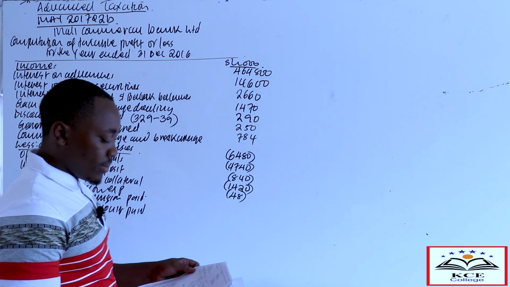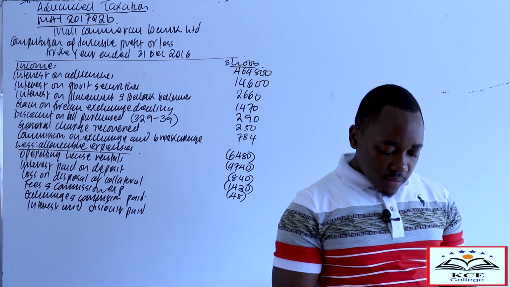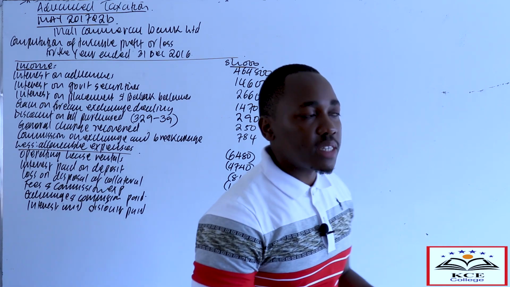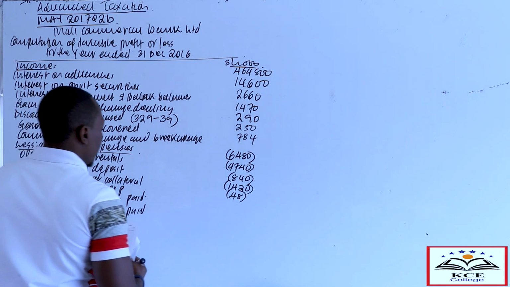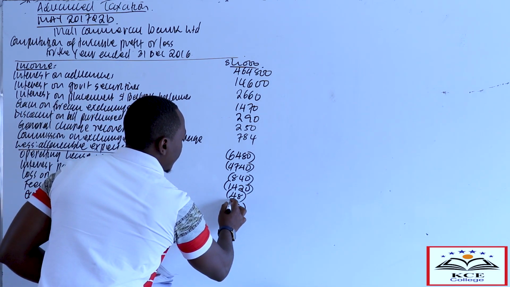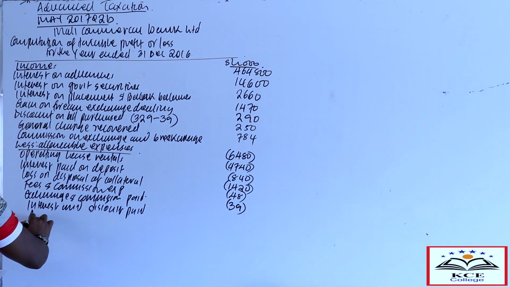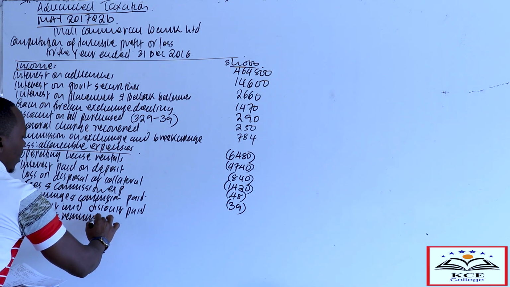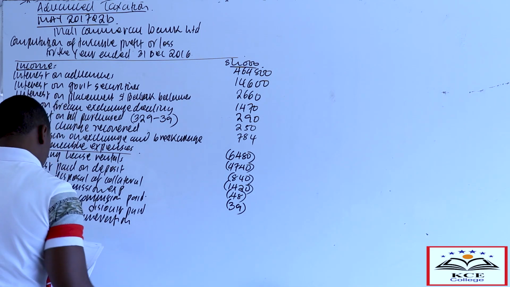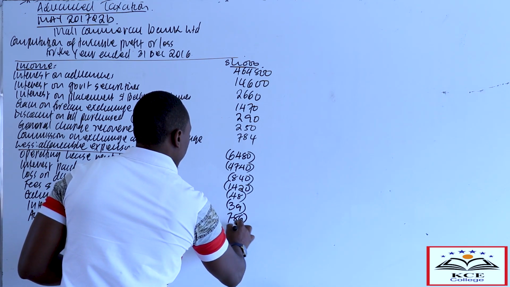That one you're given in note number 3. Discount on bill purchase include interest and deposit paid. Yeah, interest and discount paid, an amount of 39. Then we have auditor's remuneration, an amount of 786.